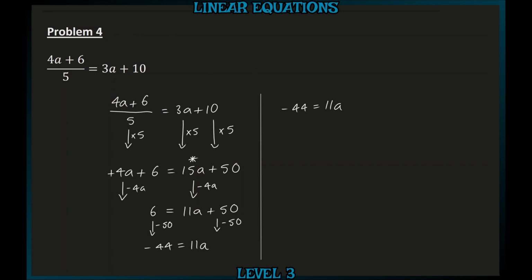Finally, to remove the 11 in front of the a, which is multiplying the a by 11, we use its inverse and divide by 11, and do exactly the same on the left. Now on the left, minus 44 divided by 11 is minus 4. On the right, the times 11 and divide by 11 cancel out to leave us with a, and so a equals minus 4 is our final answer to problem 4.